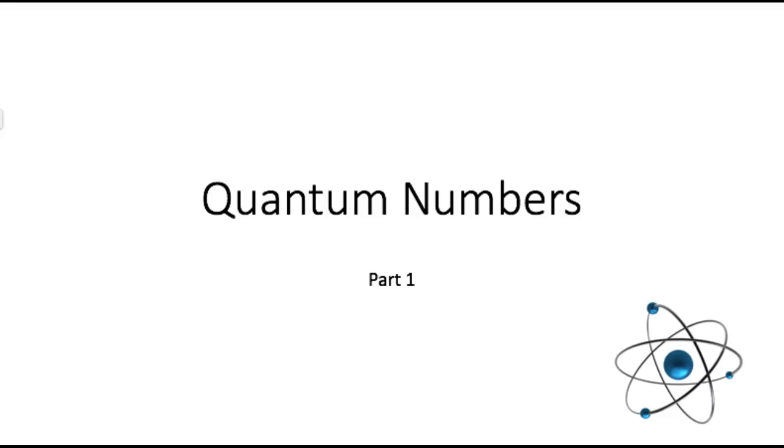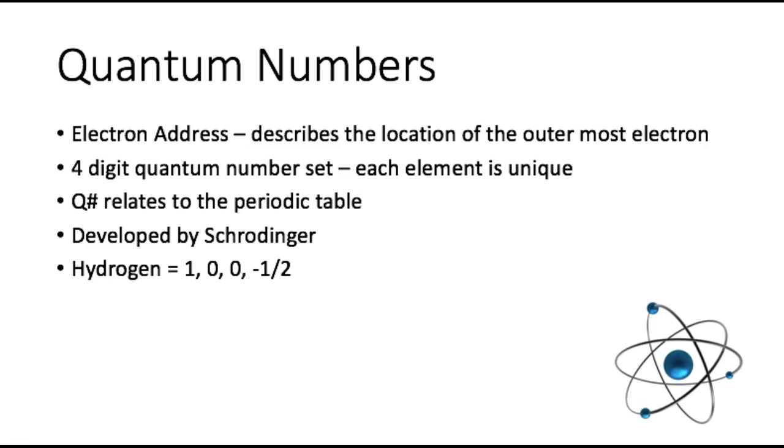This screencast is about quantum numbers, and it's part one of a two-part video series on how to determine the quantum number for an atom. So a quantum number is the electron's address. It describes the location of the outermost electron for the atom.